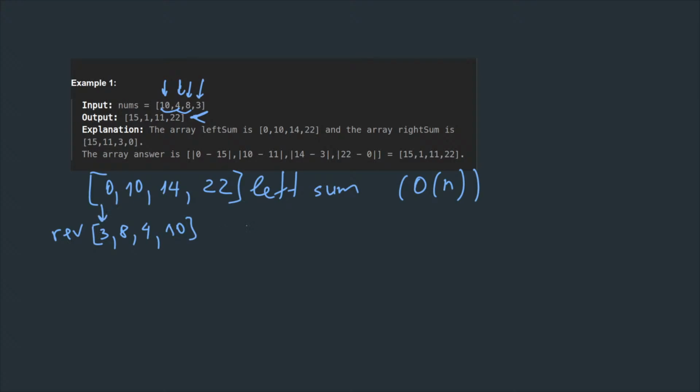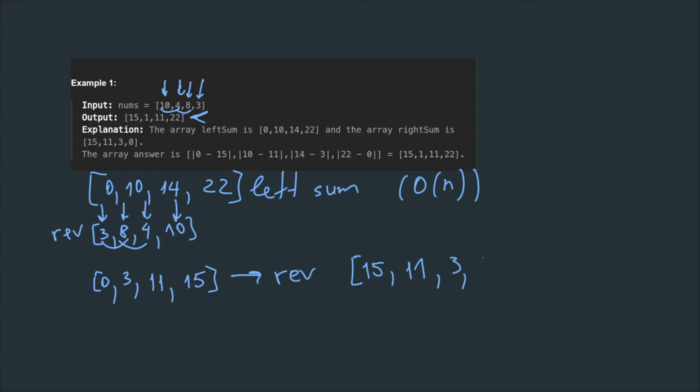If we're at this index, the result will be 0. If we are at this index, the result will be 3. If you are at this index, the result will be the sum of these 2, which will be 11. If you are at this index, we'll have the sum of these 3, which is 11 plus 4, so it will be 15. We'll need to reverse it back, and we'll have 15, 11, 3, and 0.